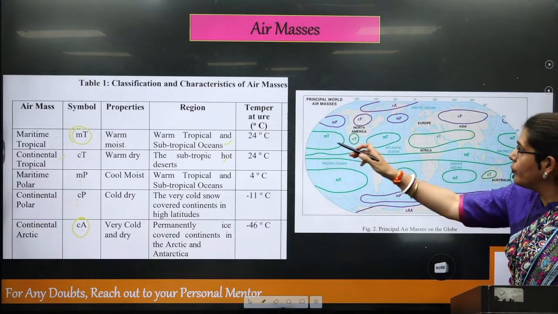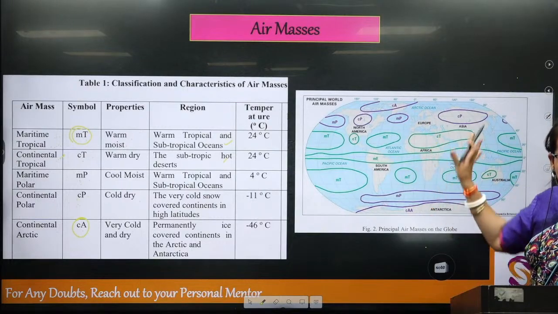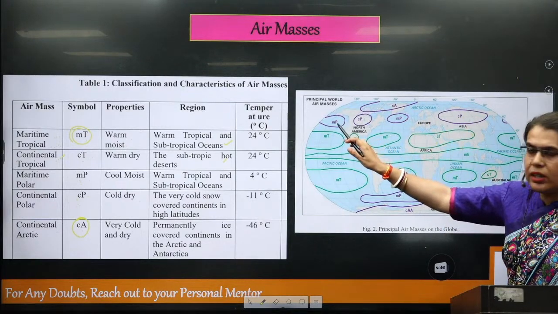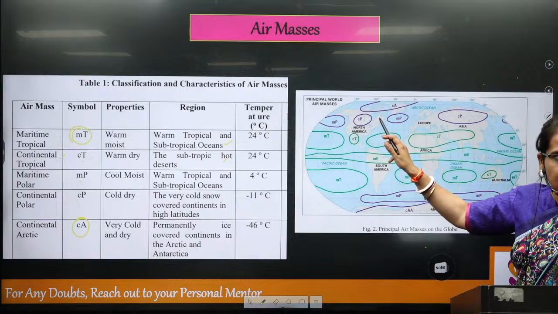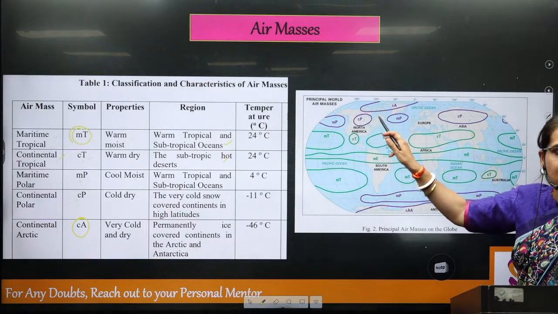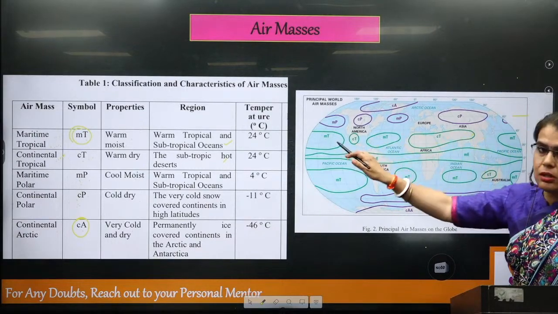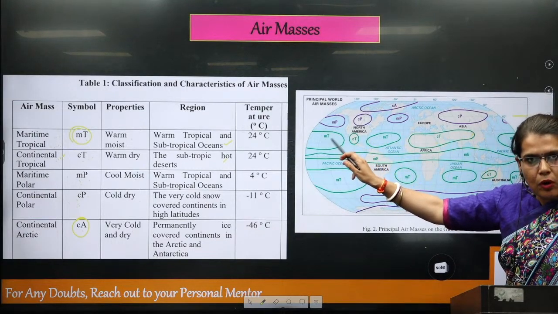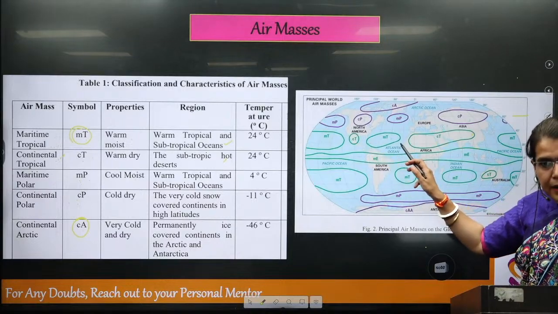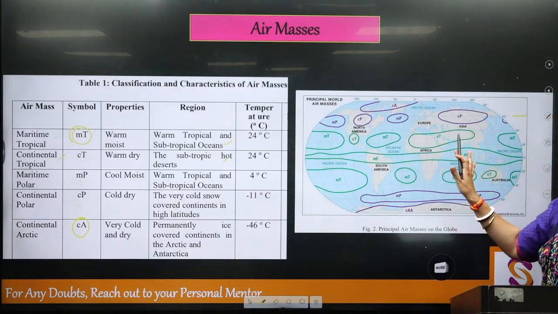अच्छा देखो, there are multiple air masses which we are seeing here. So maritime polar, this is clear. Continental polar, this is clear. Continental and polar location. So this is the polar location, and this is the tropical location. So tropical: maritime tropical, continental tropical, maritime tropical, continental tropical, right.